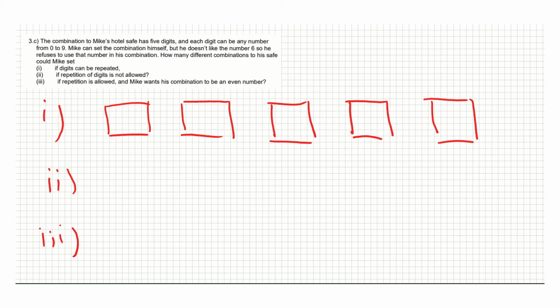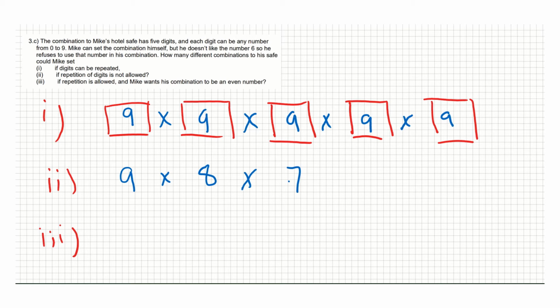So he can put 9 digits here, and he's allowed to repeat. So it's 9 by 9 by 9 by 9 by 9. Okay, and that'll be how many different combinations he could make there. So the next question, repetition of digits not allowed. Okay, so he can choose from 9 for the first one, but now he's used 1, so he can't use that one again. So he only has 8 left. Now he's used 2 of them, and so on. So there's 1 less each time.